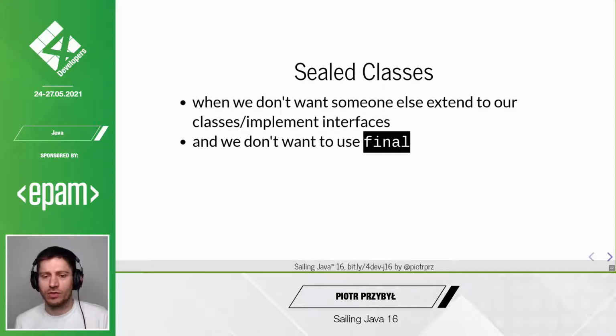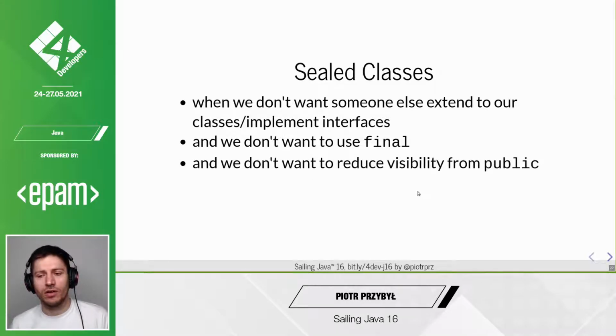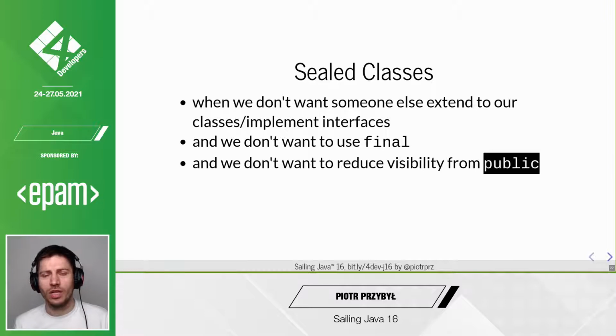And sometimes you want to have classes which are base classes for the other classes of yours. That's why you can't use final, because they are meant to be extended. Only you want to say that I know who should extend this class, not everybody else, right? And also we sometimes can't and don't want to reduce the visibility from public because we want these classes to be public. I mean, we want them to be visible, only we don't want anybody to inherit from such a class, right?